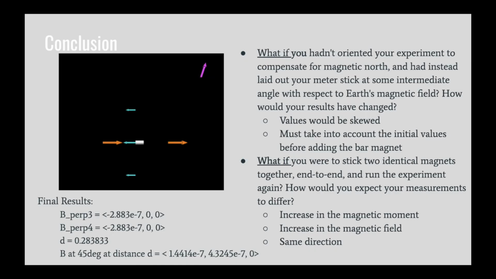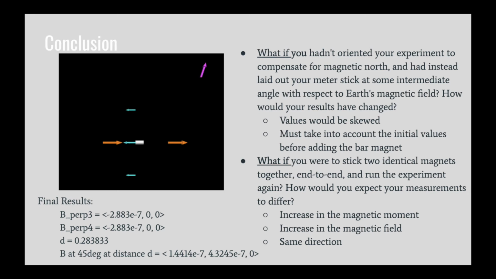In the final results, you can see that the perpendicular components are similar and have a vector of negative 2.883e-7, 0, 0. And for our observation location at a distance d that is also 45 degrees, the calculations show that it ends up with a vector of 1.4414e-7, 4.3245e-7, 0.